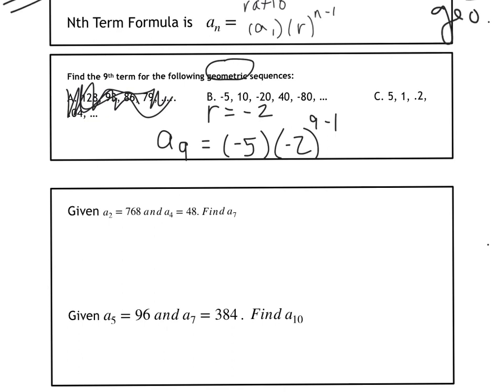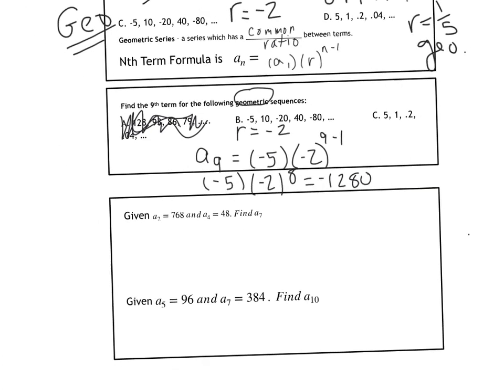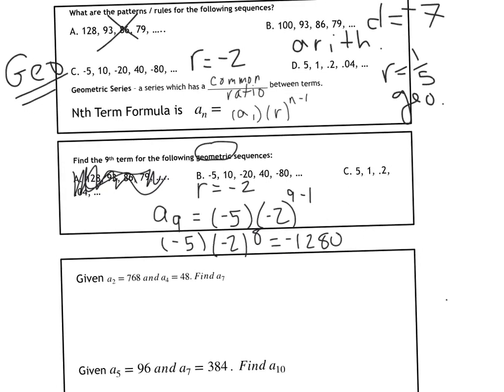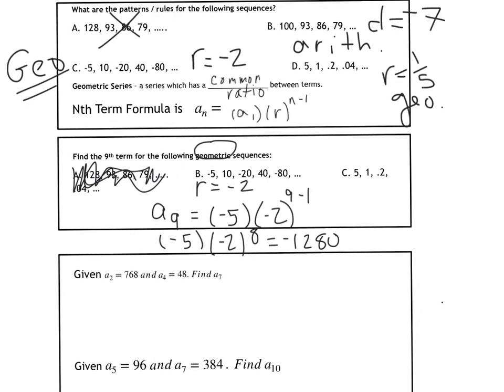Okay. So we're going to have -5 times -2 to the 8th. And when we compute that, that's going to be -1280. Right? Again, not too bad. Key is going to be remembering and using that formula up there. Okay. Got to make sure we use that every time.